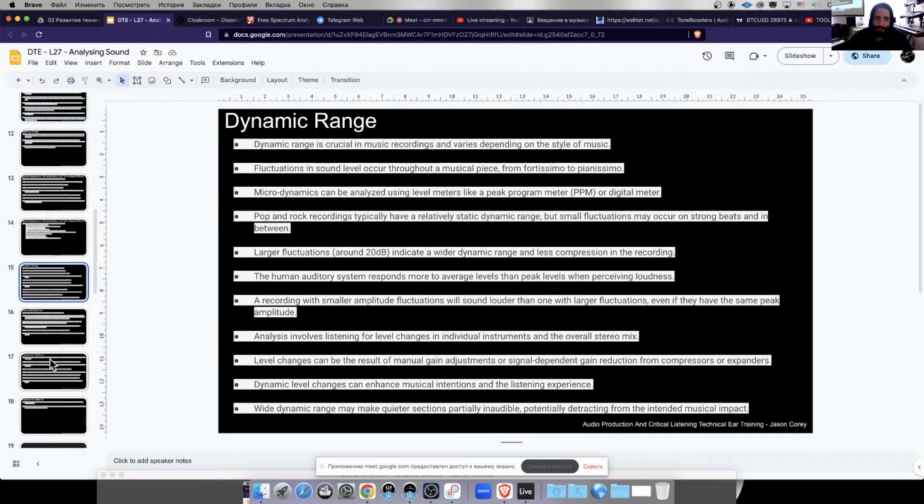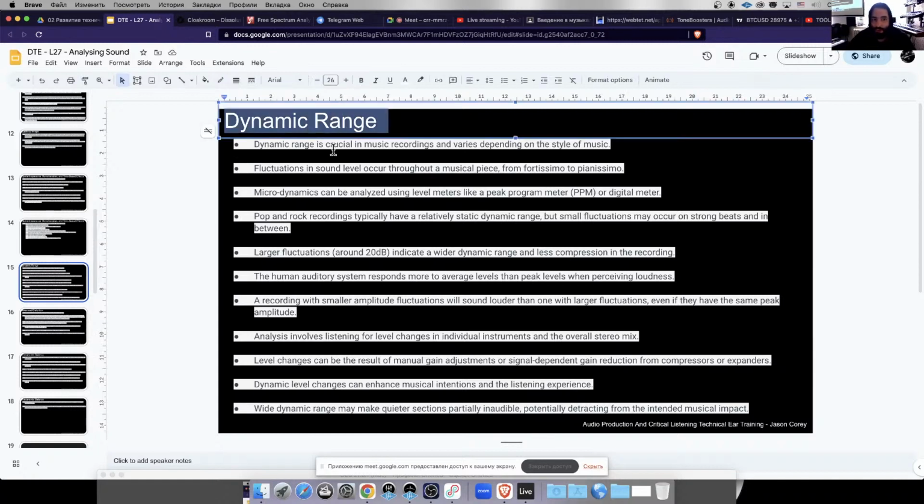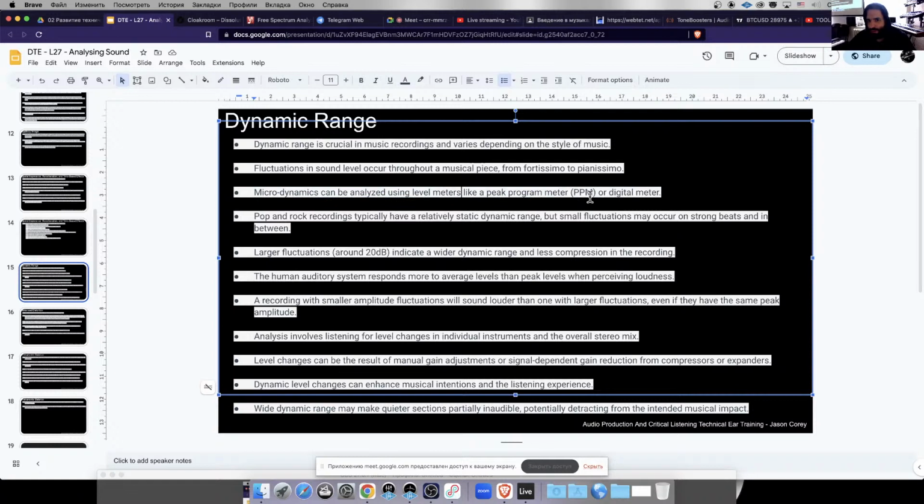I'm not going to talk so much about dynamic range. We spoke so much about it, but he's telling us to focus on the dynamic range as well. Obviously, when we analyze songs, use a peak meter to see the microdynamics. Usually pop and rock songs do not have such a large dynamic range because everything is very compressed. 20 dB fluctuations in dynamic range indicate that this song has a wider dynamic range than what's usual. The human auditory system responds more to average level than peak levels when perceiving loudness. So when we're trying to analyze the dynamic range, your peak levels are not so important to us.